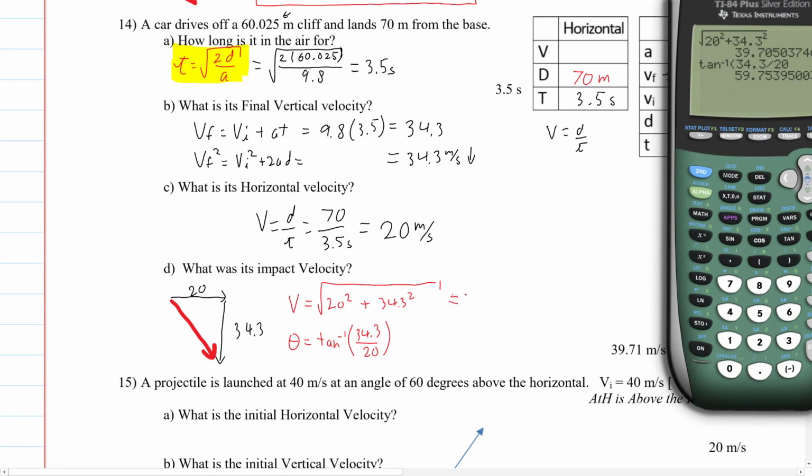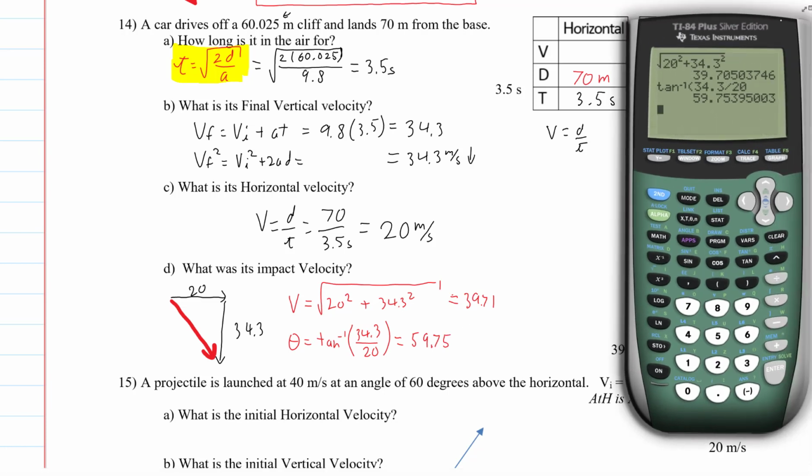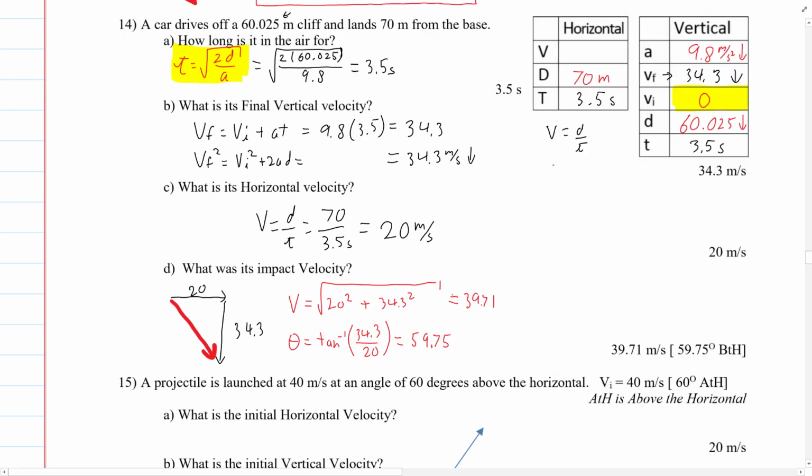This is going to be 39.71, and this angle here is 59.75. So we put them together, get rid of the calculator, to say that the vector velocity is 39.71 meters per second at an angle of 59.75 degrees below the horizontal.